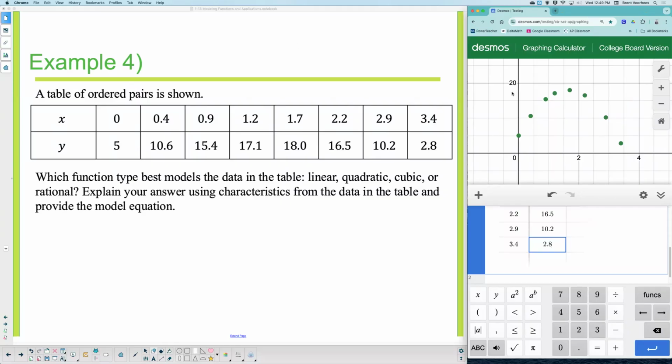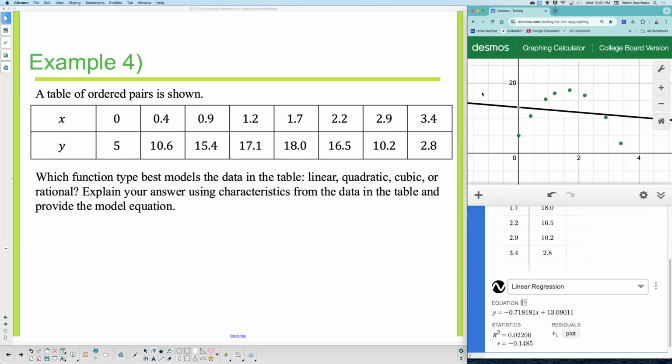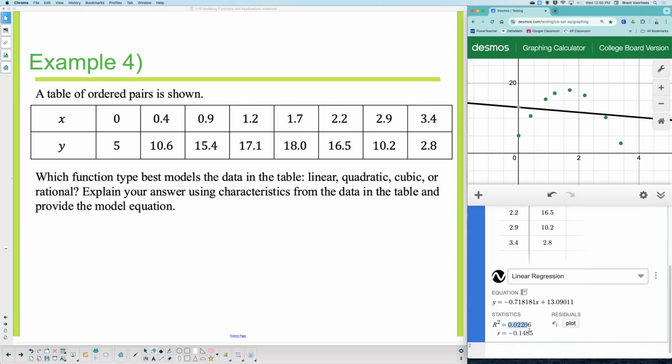All right, let's start with, what is the equation you know it's not? What do you know it's not? Linear. Okay, come up here, hit the regression, linear. You see how linear is bad? Come down here to the r squared. What number does it show? 0.02. Is that a good model or a bad model?